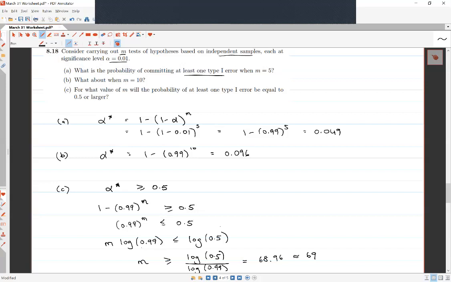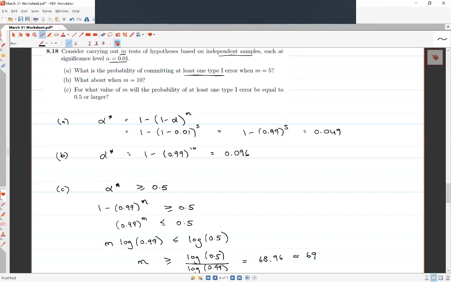So even if you are doing each test at a 1% level, if you are doing 69 tests like this, then there's a 50% chance that you will make at least one type 1 error, and it could be more than one, right? So you end up having to be really cautious in your approach.